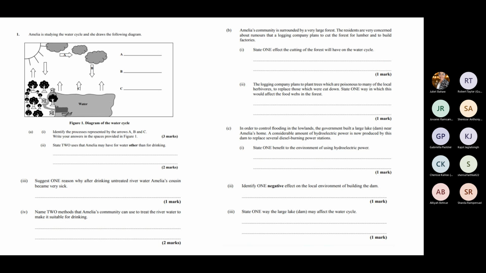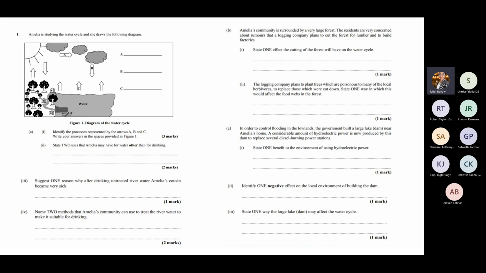And part two, the logging company plans to plant trees which are poisonous to many of the local herbivores to replace those which were cut down. State one way in which this would affect the food web in the forest. Right? So, let me see. Cherise? Said there will be no food for carnivores, which are dependent on these herbivores for their survival. Yeah. Right? If the planted trees are poisonous to many of the local herbivores, then if herbivores were to die, the carnivores or the tertiary consumers will not have a food source. So they will eventually die.